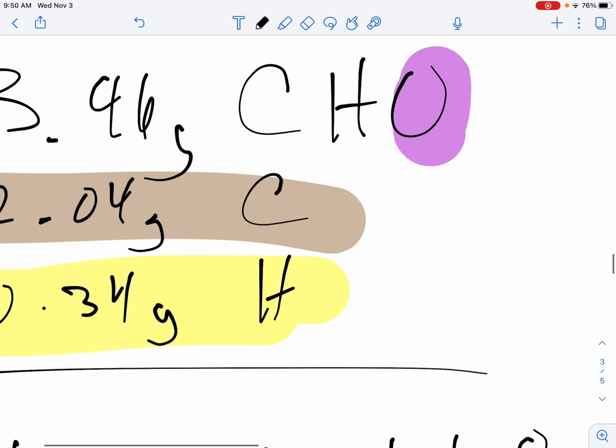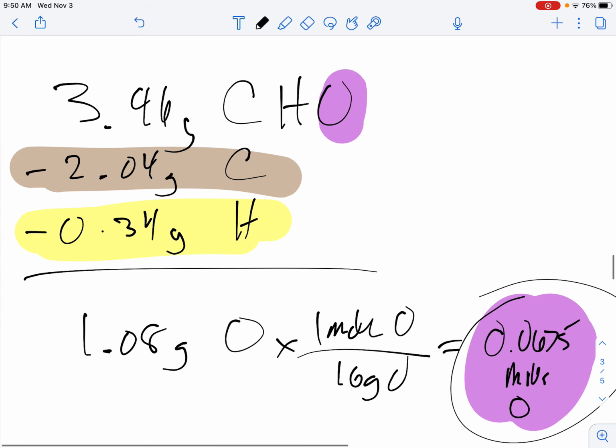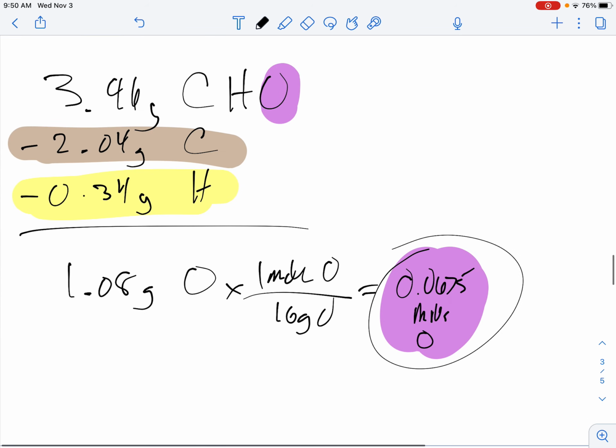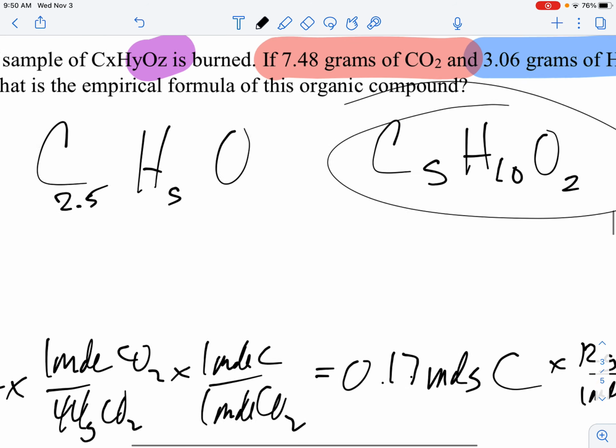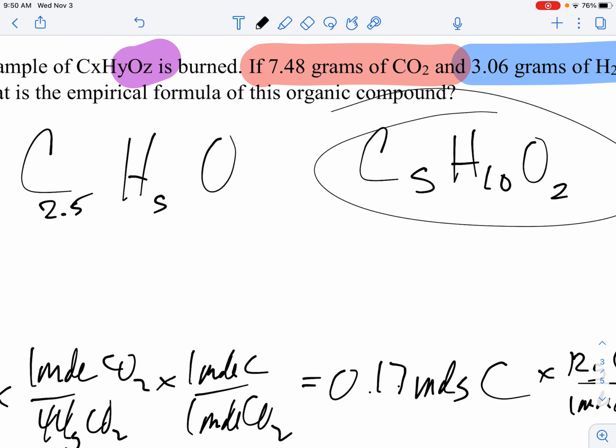Later is now. You subtract out your carbon and your hydrogen to get your oxygen, turn that into moles, and then take all of those aspects, put them together, and you'll be able to get the empirical formula.